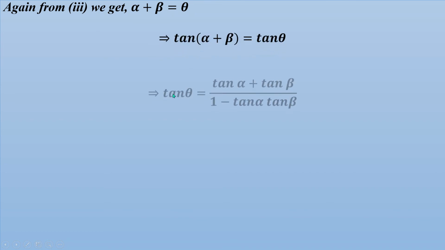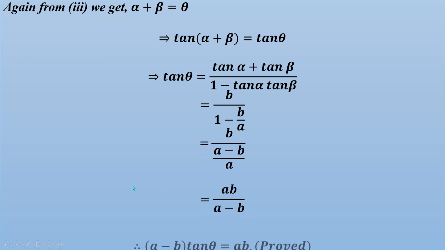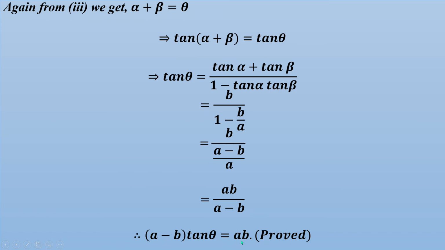Again from 3 we get alpha plus beta equals theta. Now taking tan on both sides, we get tan(alpha plus beta) equals tan theta. Therefore tan theta equals tan(alpha plus beta), which means (tan alpha plus tan beta) by (1 minus tan alpha tan beta). But tan alpha plus tan beta is b, and tan alpha into tan beta is b by a, so this means b by (1 minus b by a). By calculating we get ab by (a minus b). Therefore (a minus b) tan theta equals ab. This is the required proof. Very easy proof, you just have to give more time.